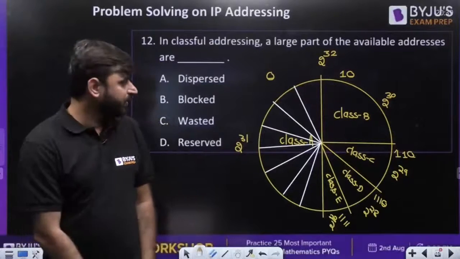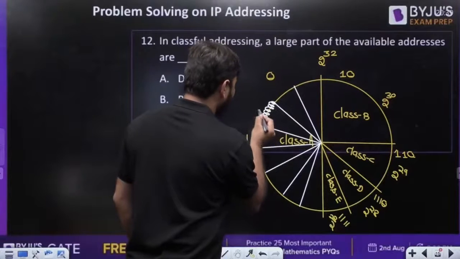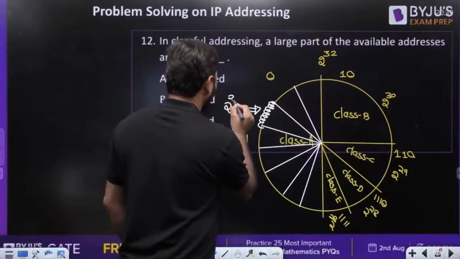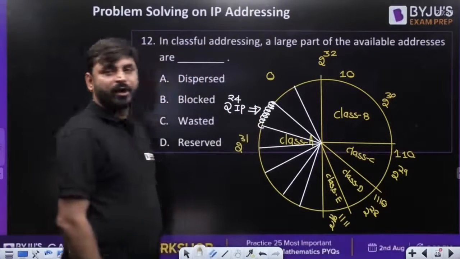I hope you are getting my point. So if someone asks IP addresses in one network, how many, my dear friends? 2 power 24. If someone asks hosts, you can say 2 power 24 minus 2.